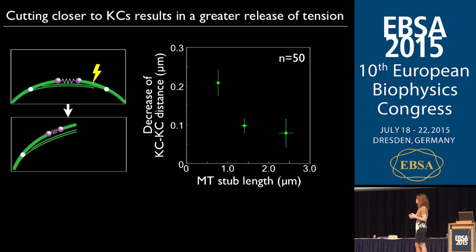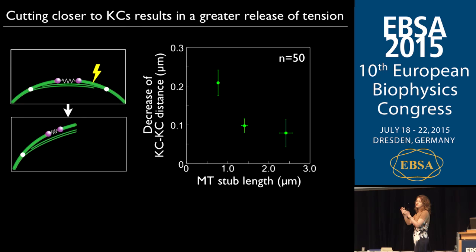So this is measured here. We have plotted the decrease of the interkinetochore distance as a function of the microtubule stub length, or the location of the cut. So if the stub is small, meaning we are cutting close to the kinetochore, we see a large decrease in the interkinetochore distance.